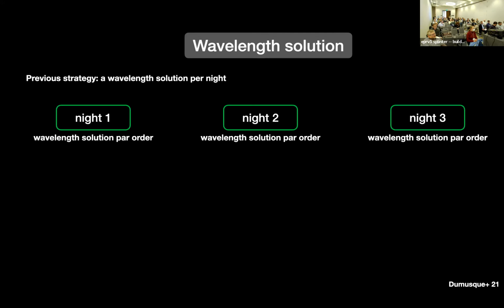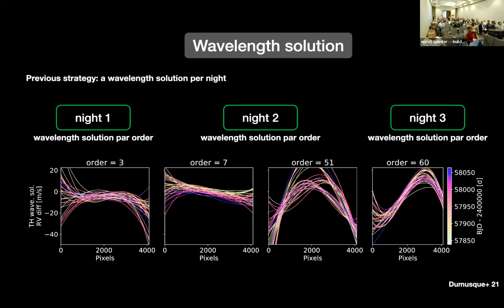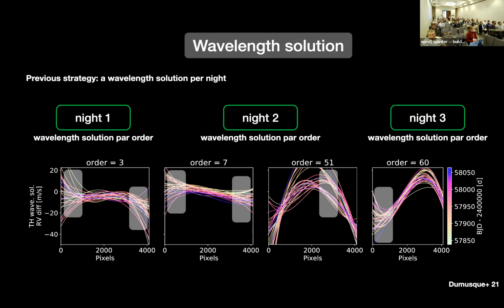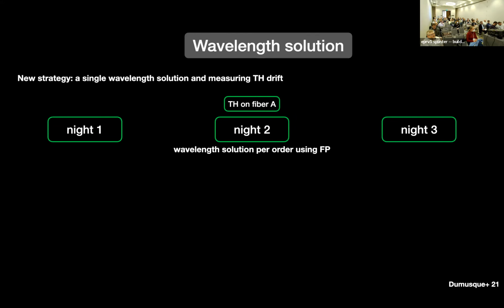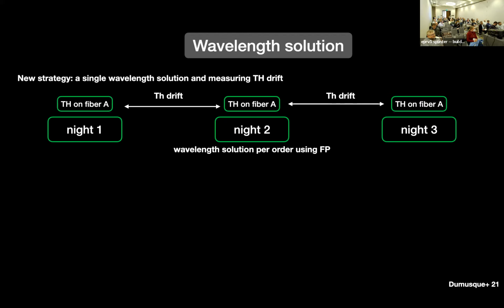Okay. So this is the normal way to do it. You have different nights, you do a wavelength solution each night per order, and you arrive at those systematics there. So what we decided to do is that we have one night, which is our reference night, and we do a wavelength solution there. In our case, we do a wavelength solution combining thorium and FP to have something in terms of absolute scale that is not too bad. And then for the other nights, we just look at the drift of the thorium lines, by how much the thorium lines have moved.